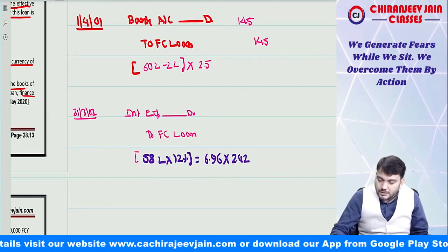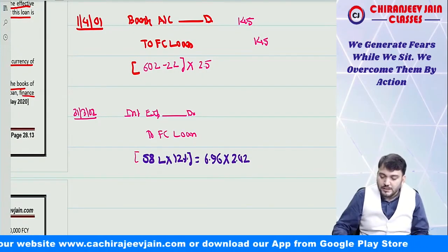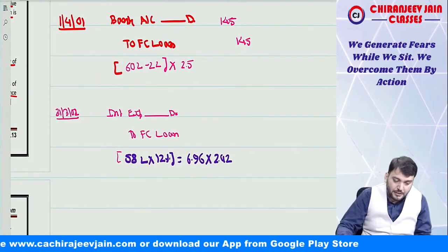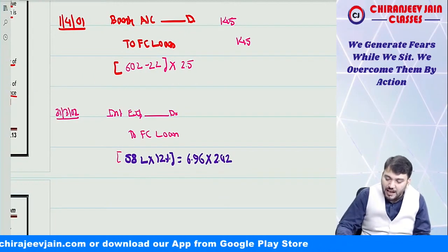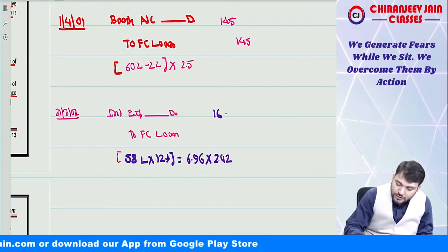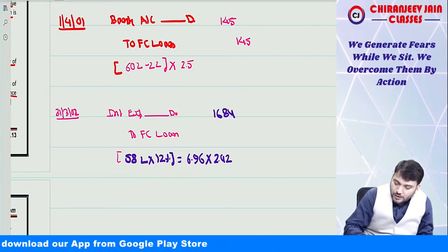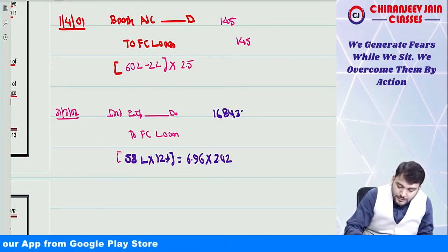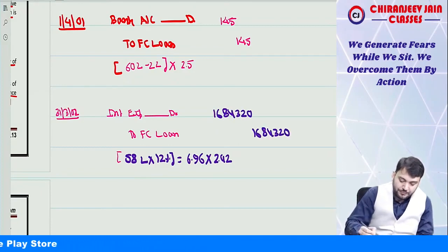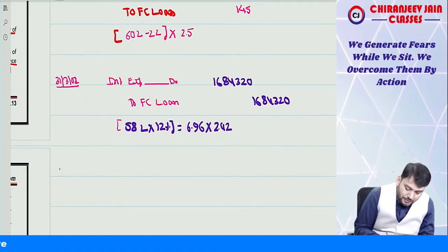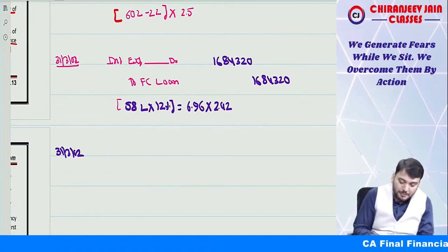So it is 6.96 into 2.42, that is how much? It is coming 16 lakh 84,320. Yes, sir. Then on 31st March 2002, some amount has been paid.